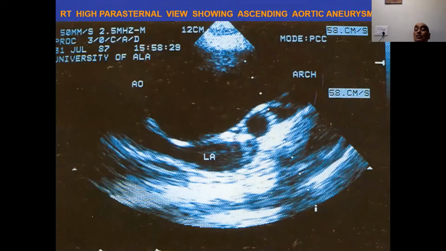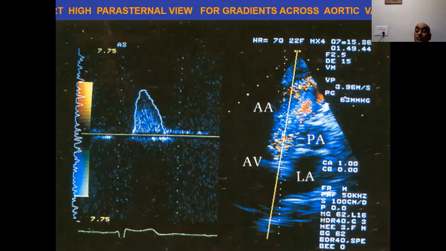Now, from the right parasternal view, we have diagnosed the ascending aorta aneurysm in this particular patient. And this is the patient with aortic stenosis. You can see that in this patient, you can get parallel to the jet of the aortic stenosis. So this is the jet of aortic stenosis, and you can get the gradient across the aortic valve very clearly, as you can see in this particular patient.